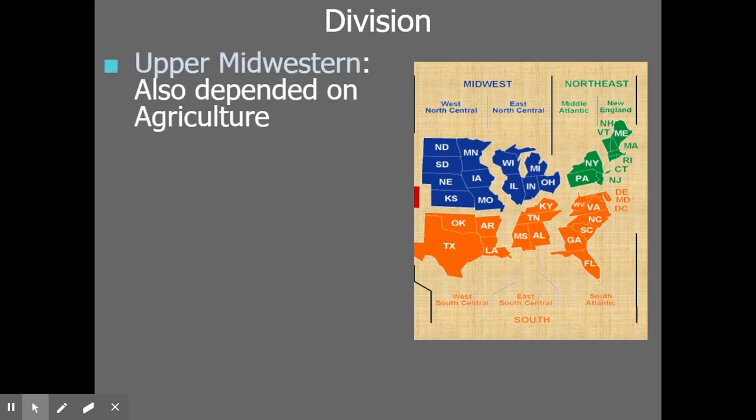Okay, now look at the upper Midwest. Okay, so here's the thing about the upper Midwest. They were also very much an agricultural economy, but they don't end up becoming dependent on slave labor. In fact, like only one, maybe two of those states were even slave owning states where slavery was allowed. So, what made them different? They also depended on agriculture. They also needed workers to plant their crops. Why didn't they need slave labor?